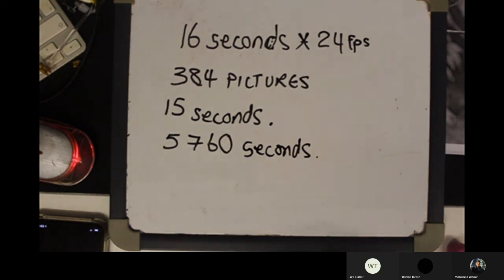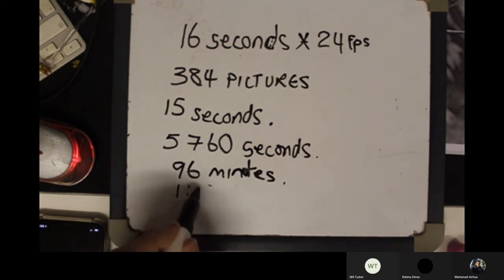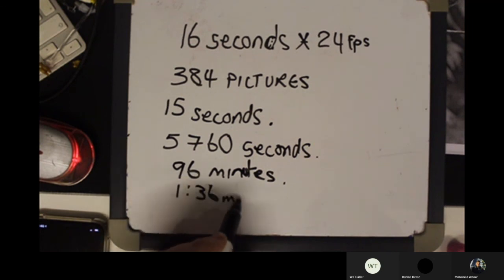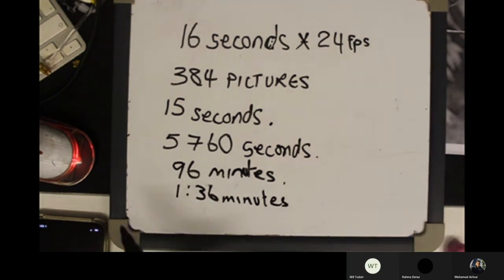So how are we going to put that into minutes? What have we got to divide it by to get how many seconds to a minute? 60. 60. That's good. Well done. 96 minutes. Yeah, so it's 1 hour, 36 minutes. You might have to work it out. You can't do it on the calculator because the calculator doesn't work it out properly.